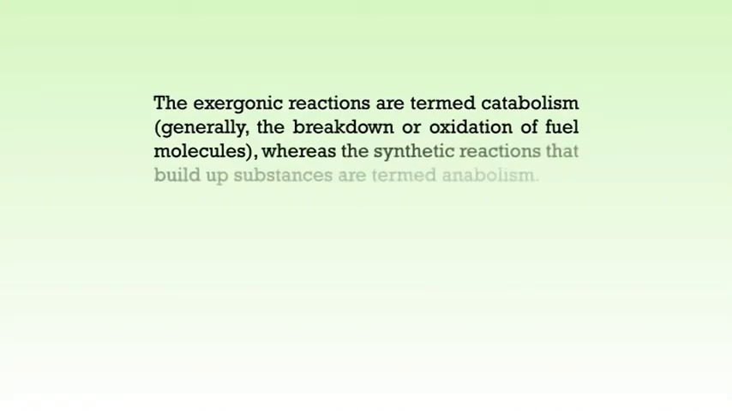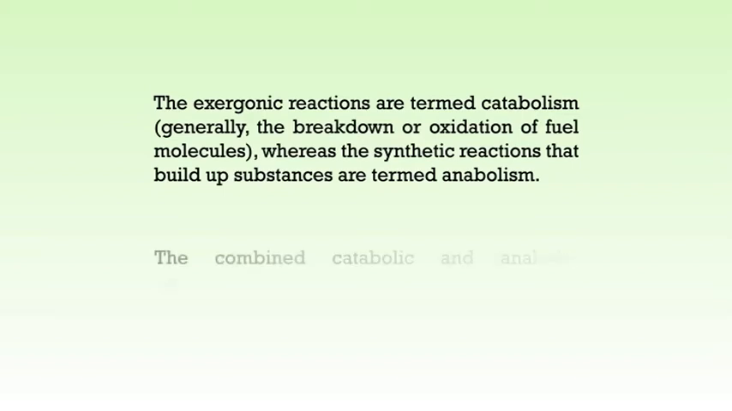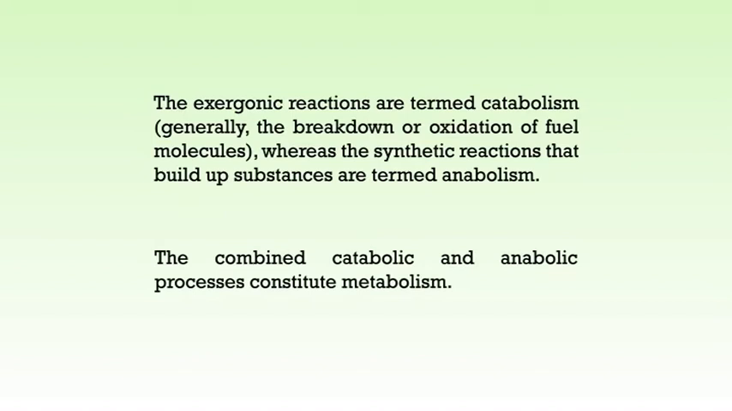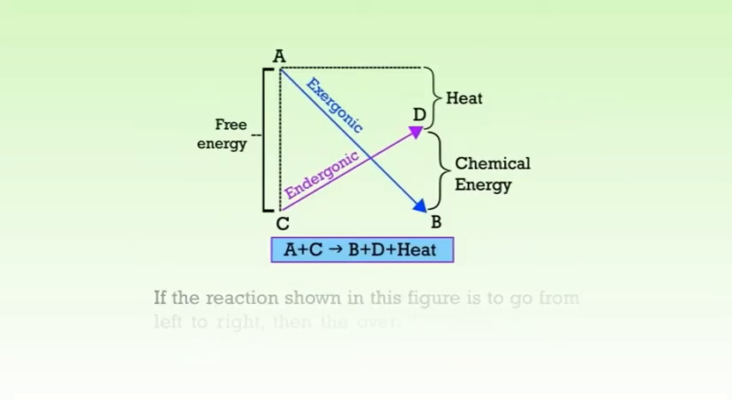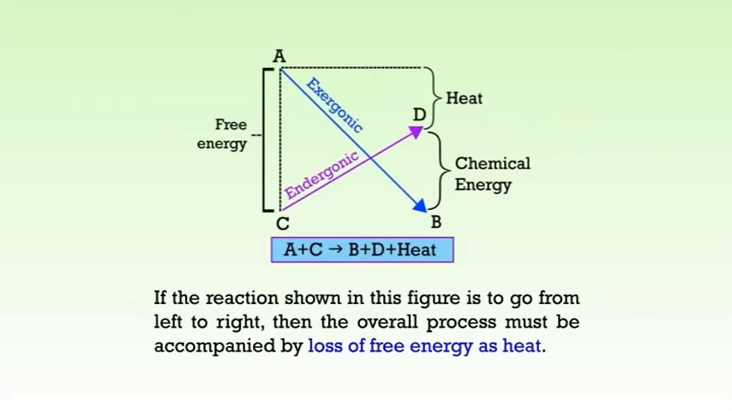The exergonic reactions are termed catabolism, generally the breakdown or oxidation of fuel molecules, whereas the synthetic reactions that build up substances are termed anabolism. The combined catabolic and anabolic processes constitute metabolism. If the reaction shown in this figure is to go from left to right, then the overall process must be accompanied by loss of free energy as heat.